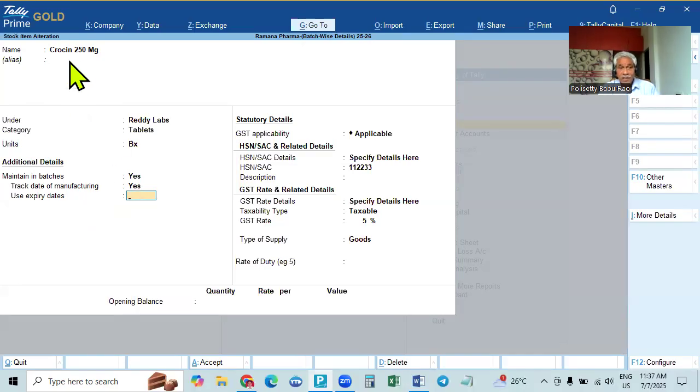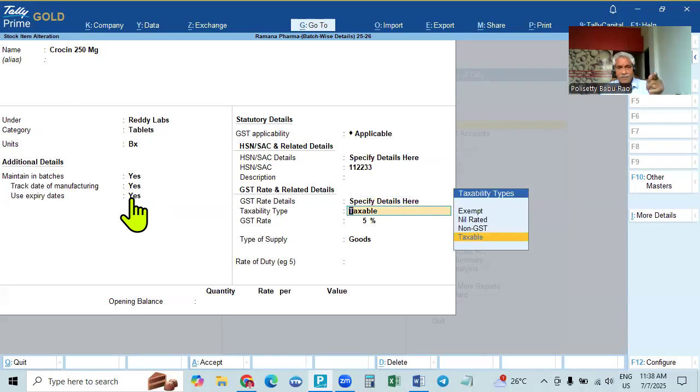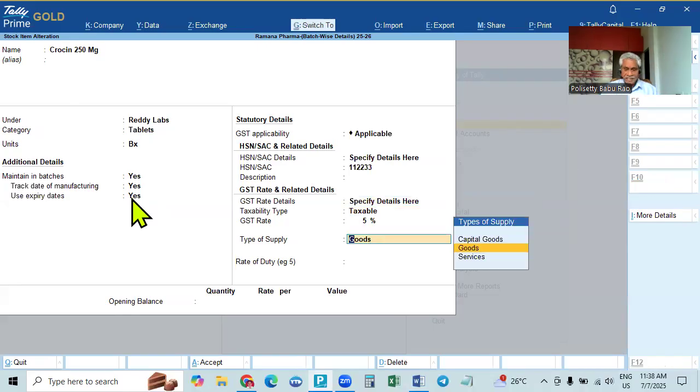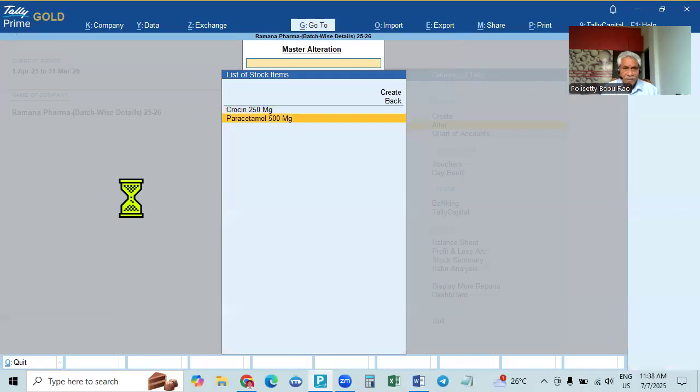We have to enable it. If it is not perishable, meaning not expiring goods, we need not give the expiry date. But medicine has an expiry date. That's why make it yes. Okay. These two are compulsory. This is required only for perishable goods. And then the details, GST applicable, specify the details here because they are not specified anywhere. And the HSN code, specify the details here, taxable. This is medicine, I'm giving 5%. Okay, accepted.